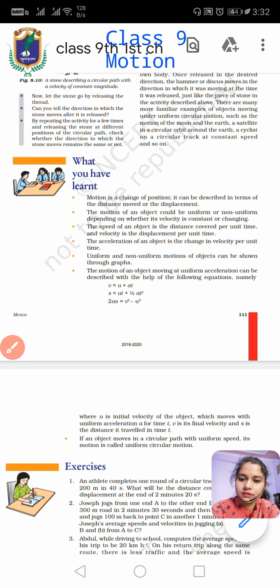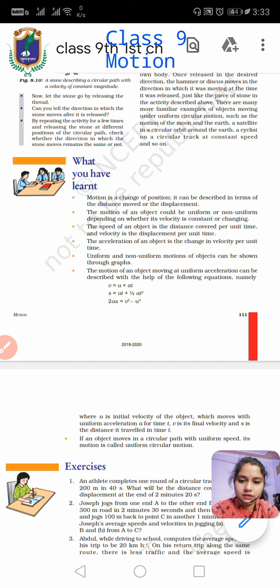And there is the explanation of the terms: u is the initial velocity of the object which moves with uniform acceleration, a for acceleration, t for time, v is the final velocity, and s is the distance it travels in time t.